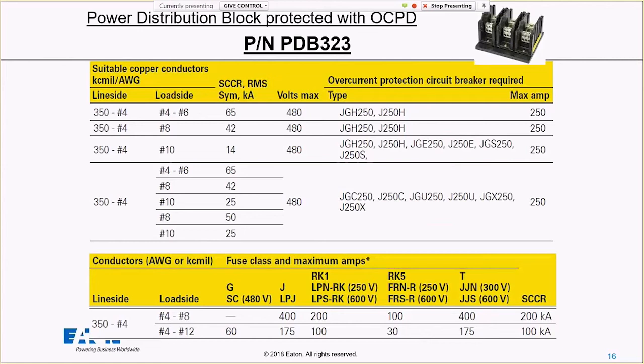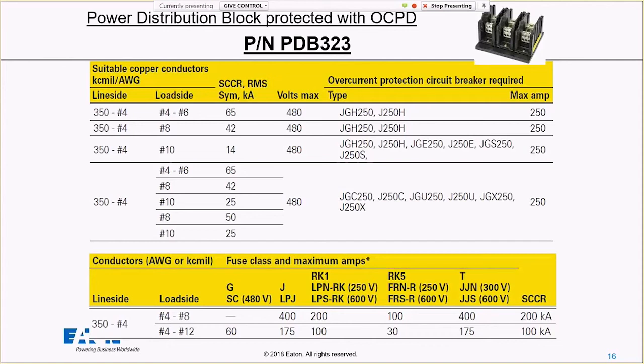If I use between a number 4 and a number 6, I can get 65. If I use an 8, I get 42. If I use a 10, I can get 14. If I use a 12, I go back down to 10. If I use a 14, I go back down to 10. So my load side conductor, and this is not unique to Bussmann power distribution blocks, a lot of power distribution blocks are this way, where depending on what load side conductor I'm using, it can change what the short circuit current rating of that is, even if I'm using the exact same breaker or fuse upstream from it.